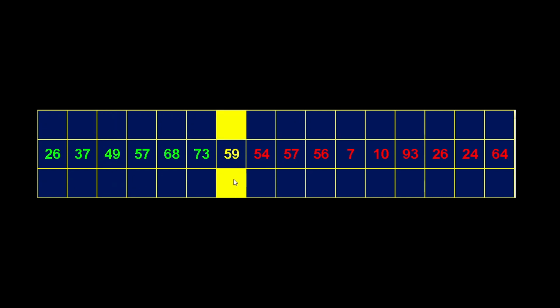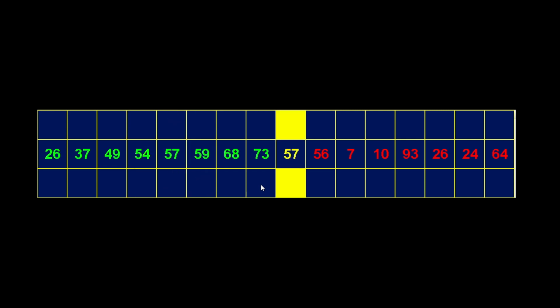Is its left neighbor too big? No, 57 is smaller than 59, so we're done with that. And again, this green region is growing and growing. And we do the same thing with each element, shifting it only enough so that its left neighbor isn't too big for it. That's good for you, 57.